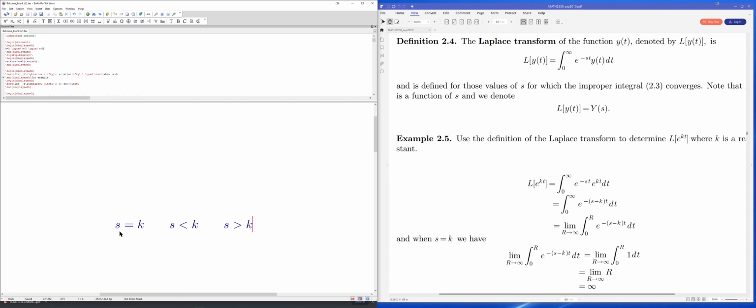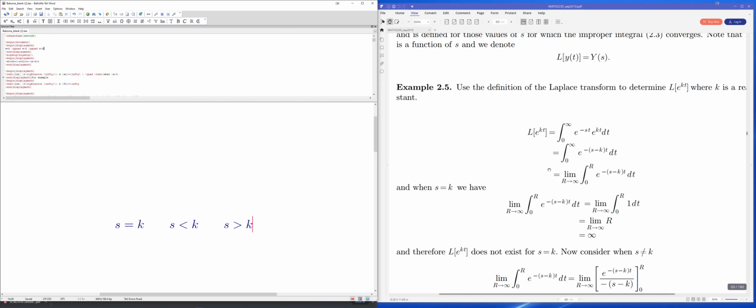The first thing I'll do is consider the case s equal to k separately. My Laplace transform uses the definition of the Laplace transform. I rearranged it a little bit, and here I'm using the definition of the improper integral. Now, when s is equal to k, I get k minus k, which is 0. So I get e to the 0, and e to the 0 is just 1. So when s is equal to k, this exponential turns out to be equal to 1.